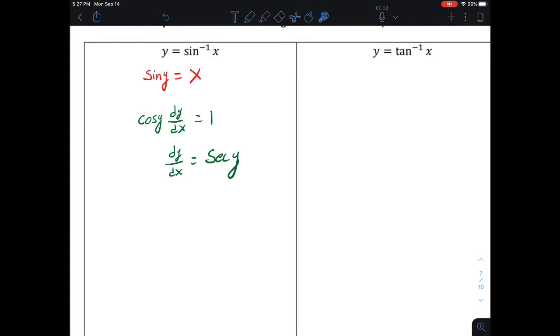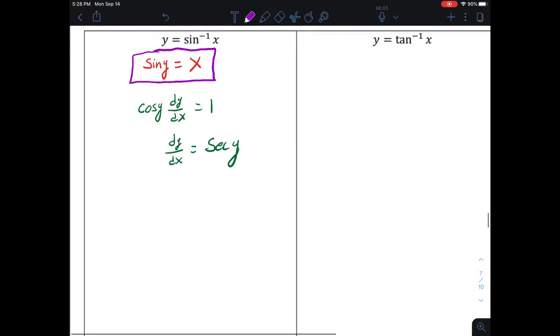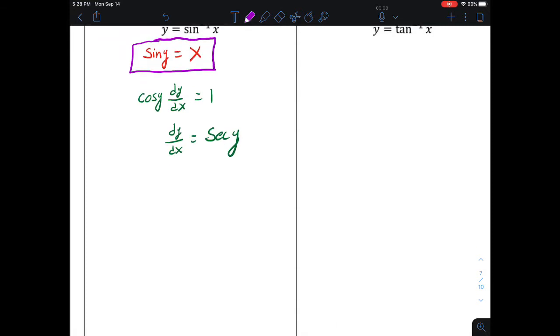Well, the problem is we started with an explicitly defined function where I had only x on the right, and now I have a derivative that is in terms of y. So we're going to use a technique from pre-calculus where we create a right triangle based on the fact that if I apply sine to angle y, it is equal to x. So I'm going to construct a right triangle and put y in as one of the angles.